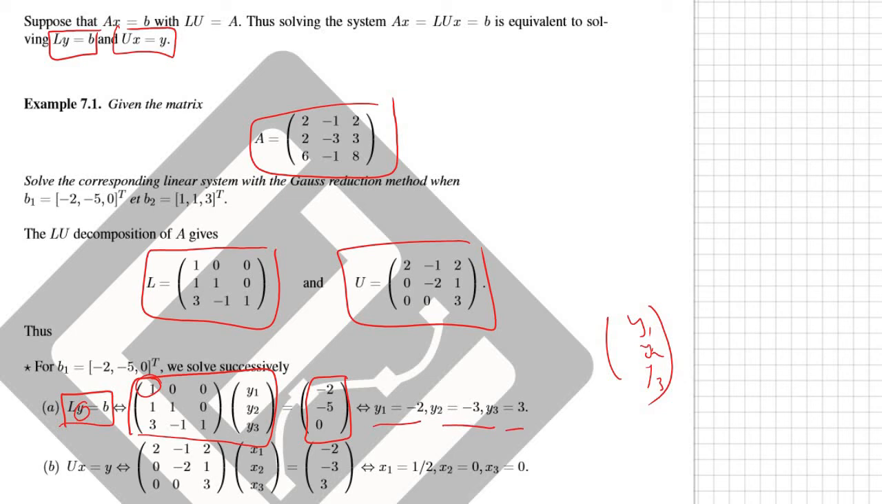Then we solve the system Ux equal y, where y is the right hand side term that we obtained earlier, and we obtain x, which is the solution to the system Ax equal B. You can of course do the same with this second B as a practice example.